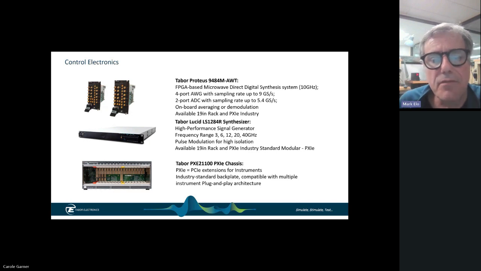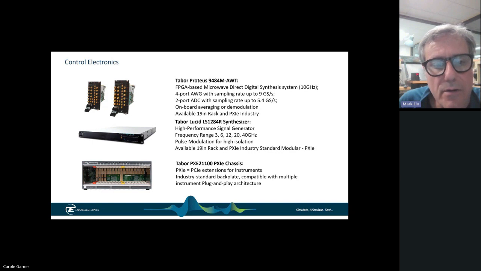For the Tupa driver, we use the Lucid 4-channel LS1284R synthesizer. It's a high-performance signal generator. It's got frequency ranges up to 3, 6, 12, 20, and 40 gigahertz. We're using a 12 gigahertz model here, and Jin will talk about the resonant frequencies as we go on. It's got pulse modulation, so we get high isolation, i.e. we can turn the output off and get about 90 to 100 dBs of isolation. Again, it's available in a 19-inch rack with PXI, and there's a PXI industry standard module available as well.